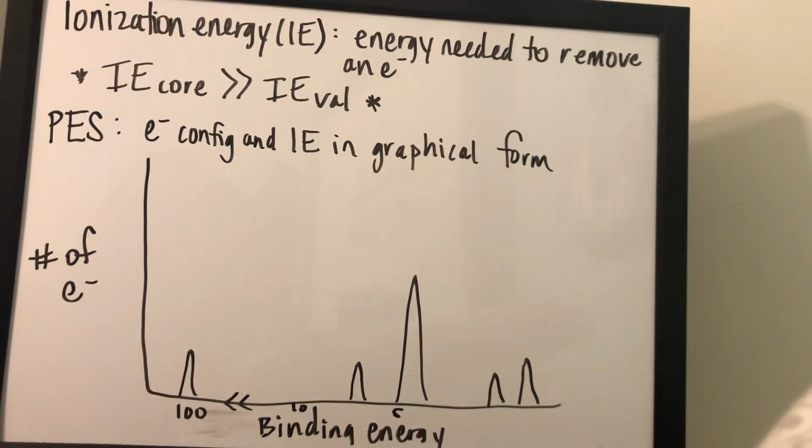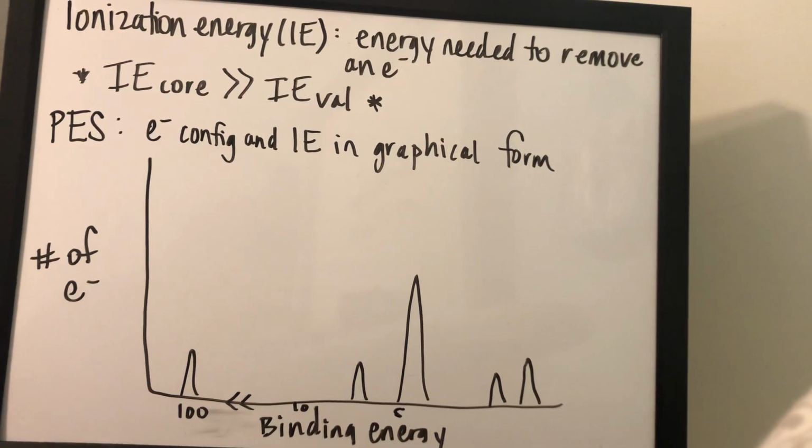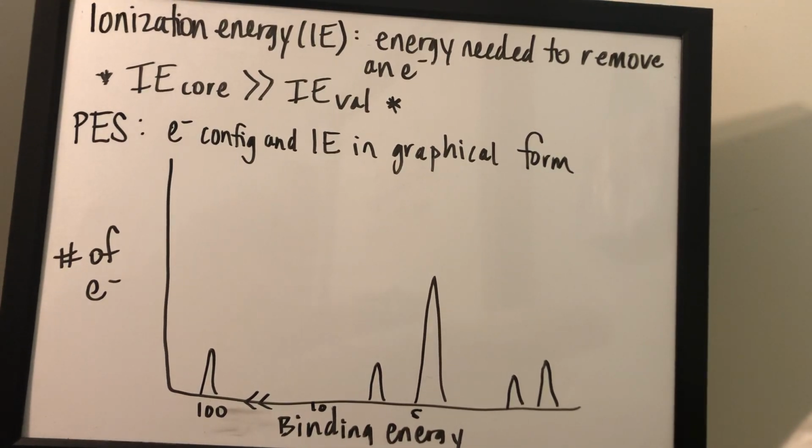All right, this video is on PES, or photoelectron spectroscopy, and how it relates to ionization energy. As a quick recap, we've just spent time learning all about ionization energy, or IE, which is, of course, the energy needed to remove an electron. And we spent a long time talking about how that's related to Zeff and lots of other topics.